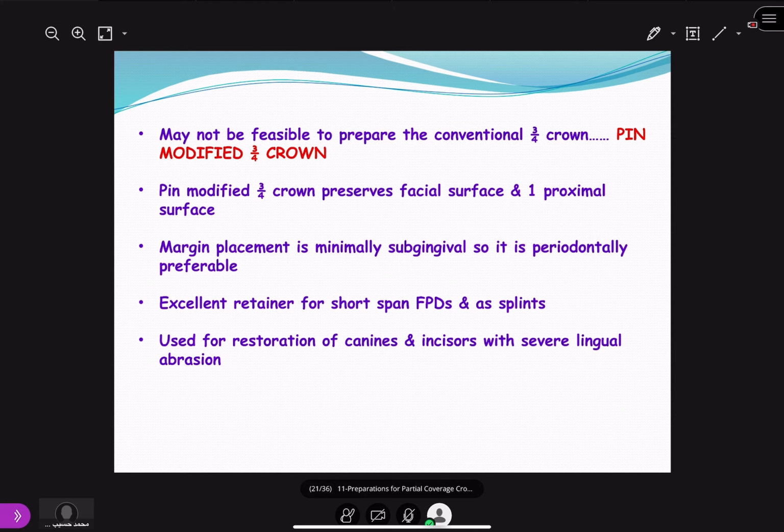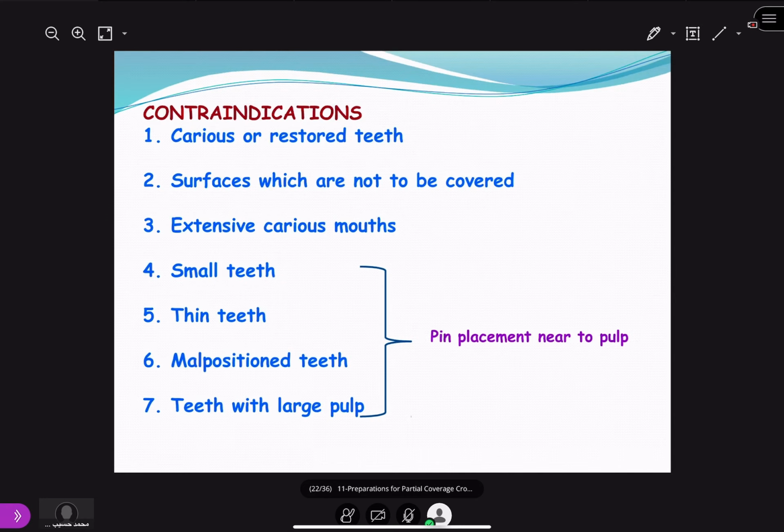The pin modified 3/4 crown preserves the facial surface and proximal surface. So margin placement is minimally subgingival, which is periodontally preferable. It is an excellent retainer for short span fixed partial dentures and a splint, and is used for restoration of canines, incisors, and teeth with lingual abrasion. So the pin modified 3/4 crown we will give in certain areas where we need extra retention. So we will incorporate the pin holes. Now see how we will make them.